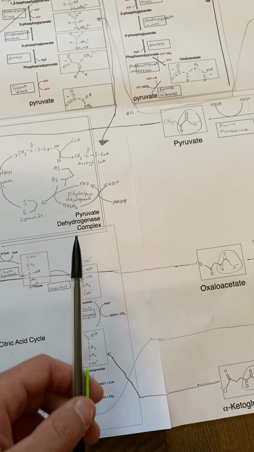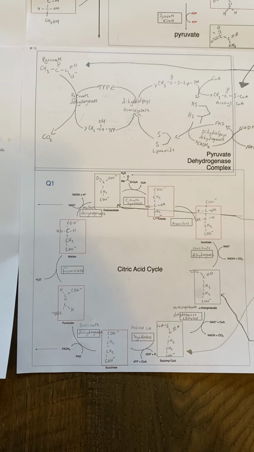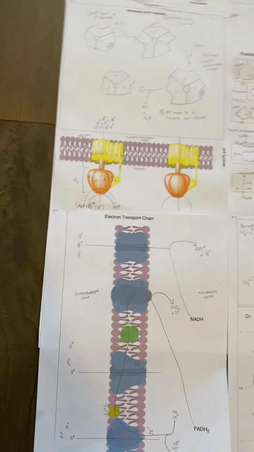And then in the citric acid cycle, we create 6 NADH and 2 FADH2s and 2 ATP because we have 2 of these acetyl-CoAs coming into the citric acid cycle, so we double them. And then we move to the electron transport chain over here on number 11.